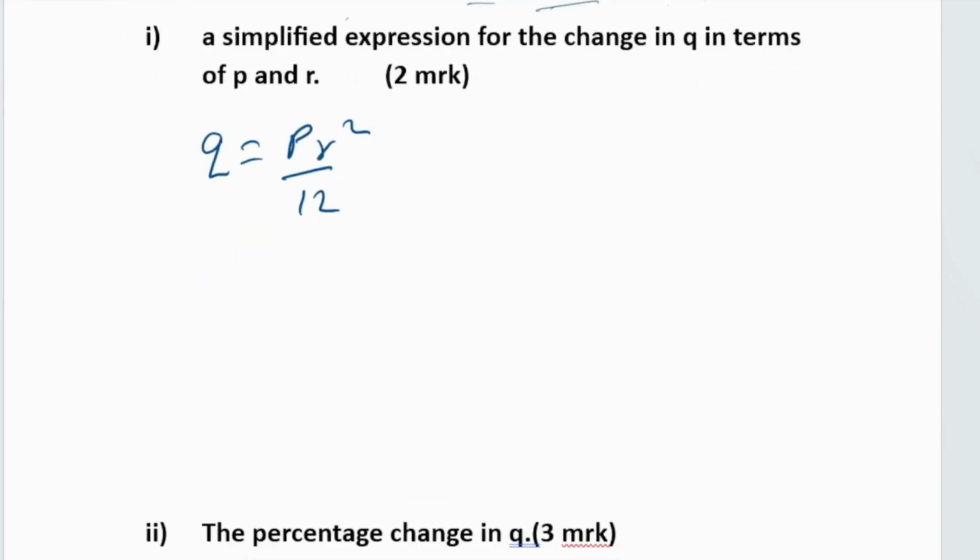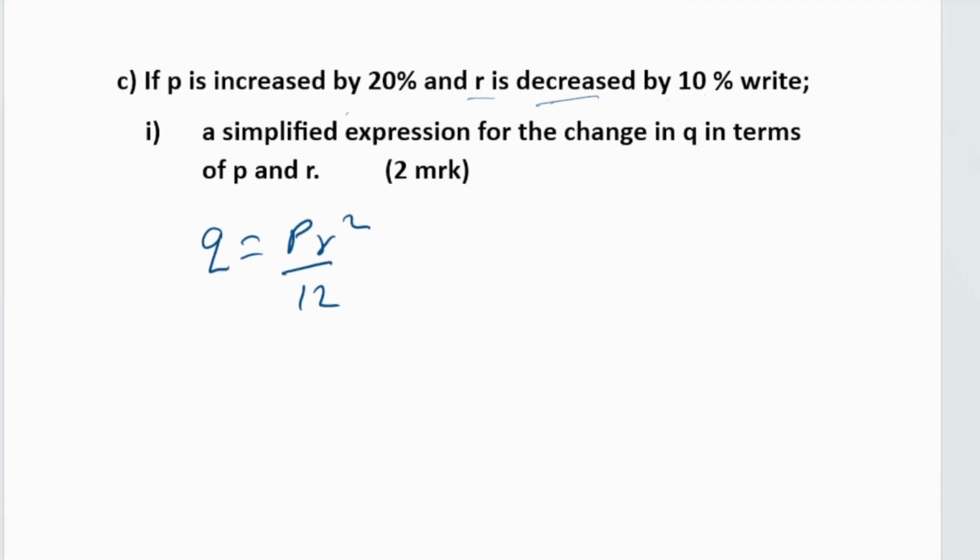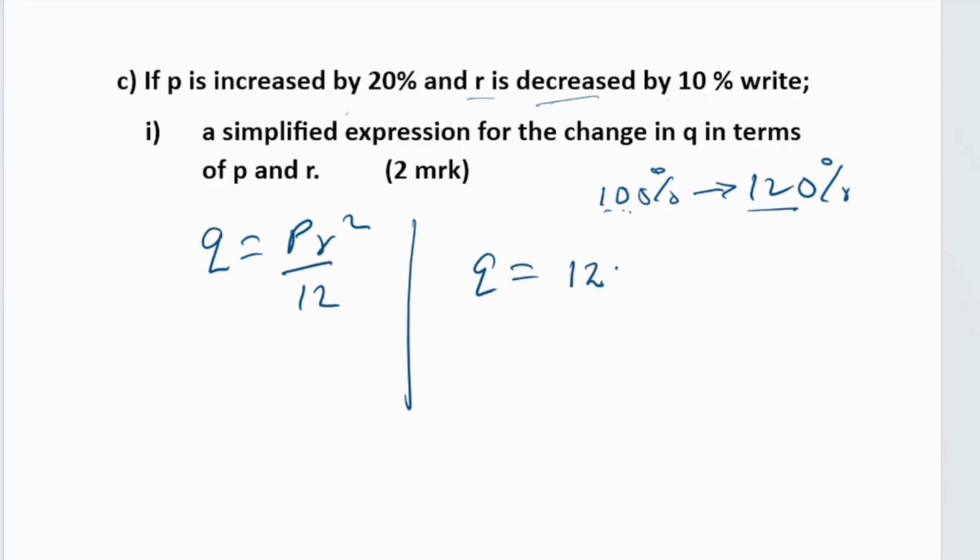And therefore, we have been told that P was increased by 20%. Remember, we are increasing P from 100%. It was initially 100%, and if we increase from 100%, it will be 120%. If it increases, it becomes 120. If it decreases, it becomes 80. Out of 100, you remove 20. But when it increases, you add 20. And therefore, now Q is equal to 120 over 100 P.